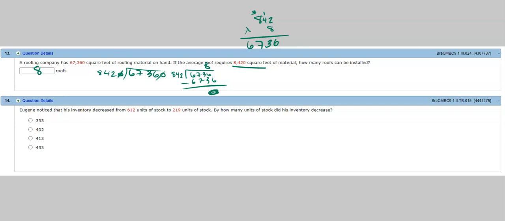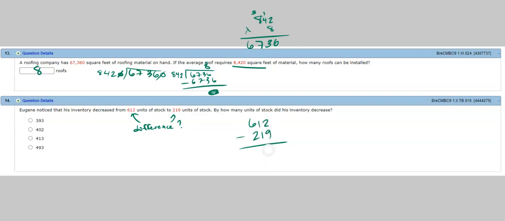Now we have a very nice problem. When we read this problem, we're trying to figure out which operation we should do. We just did an operation of division for the last problem. Here, do we need to divide again? It's talking about Eugene. His inventory decreased from 612 to 219. By how many units of stock did his inventory decrease? That's the number. How many did it decrease by? What we're trying to find out is the difference between these two numbers. And do you remember how you'd find a difference? The difference means the answer from subtraction. So if we subtract these two numbers, we'll find out how much it decreased by.